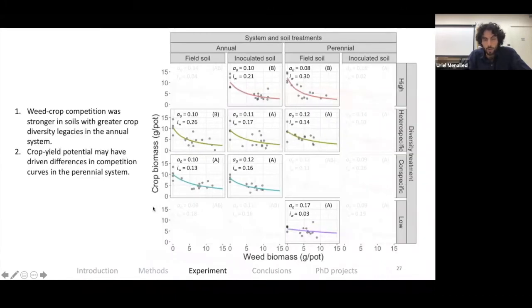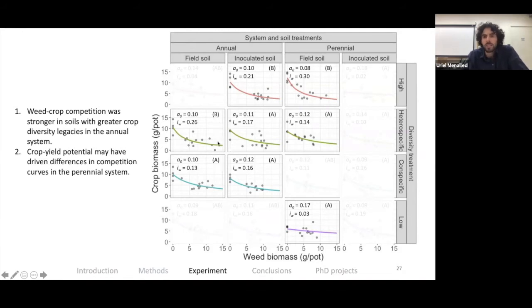So if you focus in on the competition curves, which are statistically different, there are 2 interesting conclusions to this competition study. And they apply to the annual and perennial systems. So the first conclusion, in the annual system, we found that weed crop competition was stronger in soils with a greater crop diversity legacy. And so this is opposing my hypothesis. You know, we did see a diversity effect, but in these soils, it was the opposite effect than what we were expecting. And so let's dig into this.